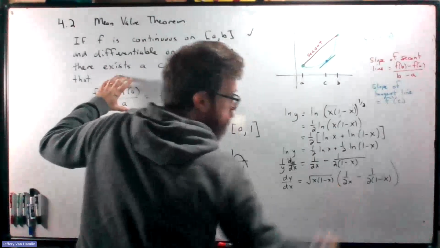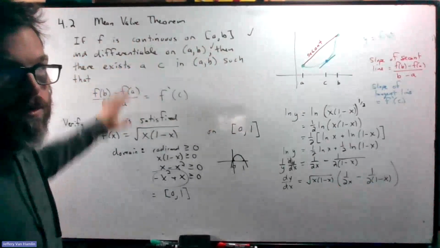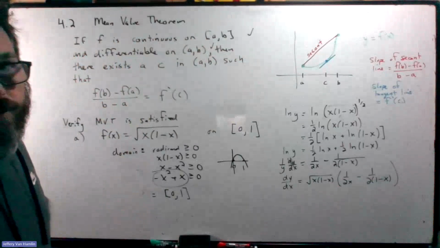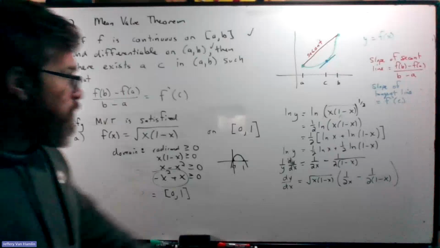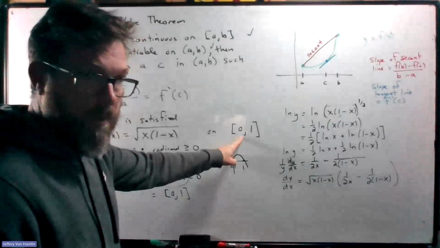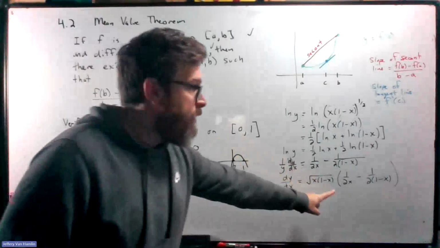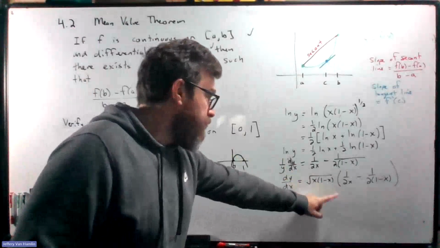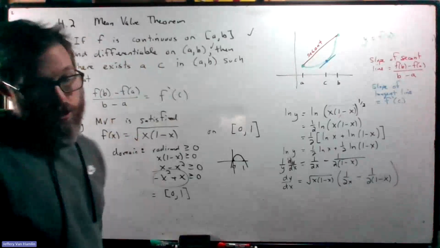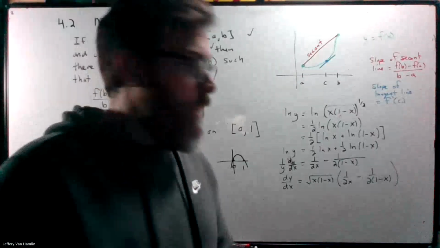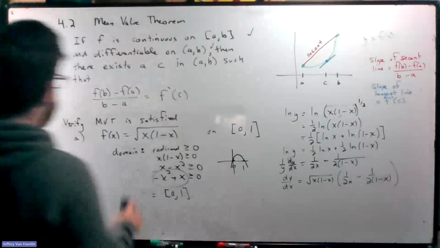But solving this for x, I'm not going to do it. It'll take way too long. So they're not asking for that. They're just asking us to verify the theorem. So I do know that somewhere between 0 and 1, the slope of the tangent line is going to be equal to the average rate of change. Now let's do one where it fails.